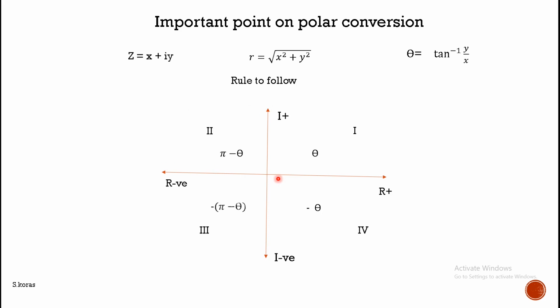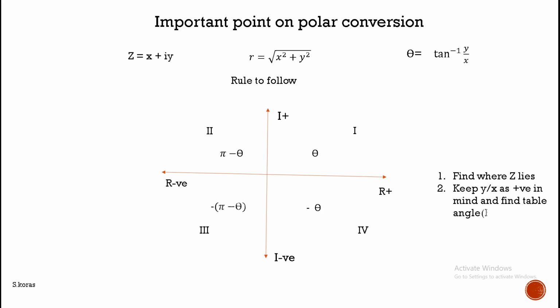So first you have to mark in which quadrant it lies. After that, apply the formula which is given here. If it lies here, you have to apply theta. If it lies in the fourth quadrant, apply minus theta. If it lies in the second quadrant, pi minus theta. If it lies in the third quadrant, you have to apply minus of pi minus theta. This is the rule that you have to follow. Otherwise, you cannot get the angle, that is argument, in the exact methodology.